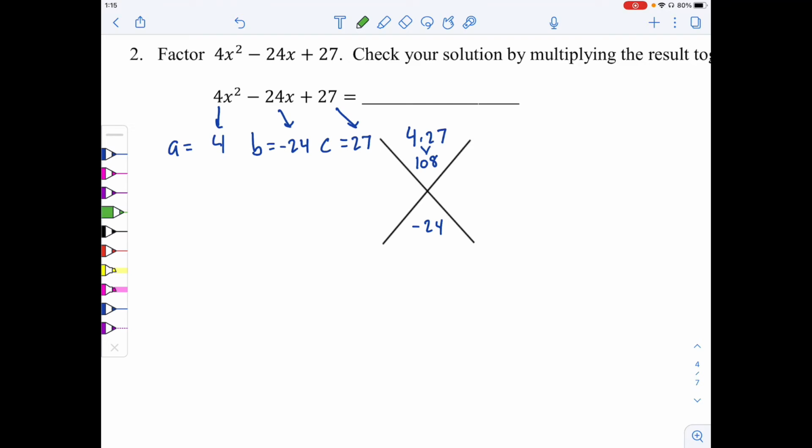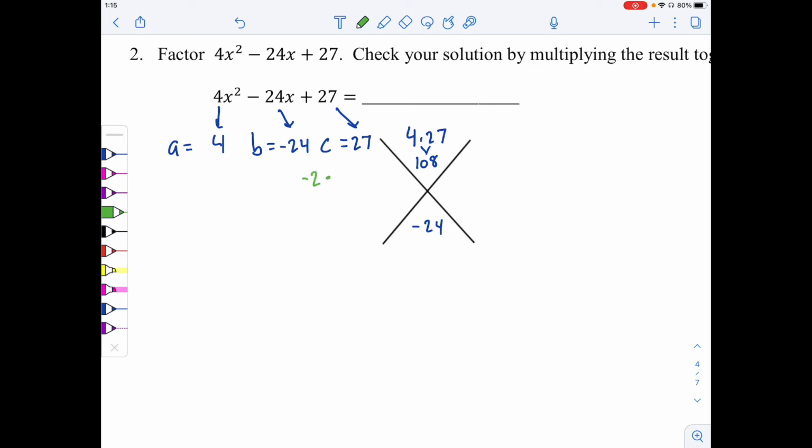Right, so to add to a negative, we need different signs, or at least one negative. If it multiplies to a positive, both need to be negative, right? So what are factors of 108? Let's try it at the beginning.